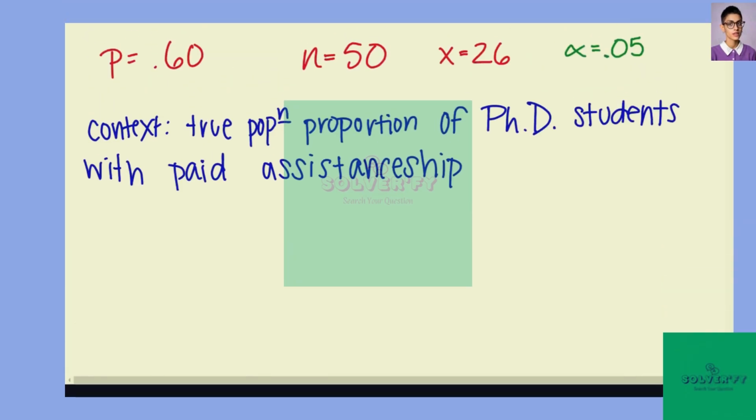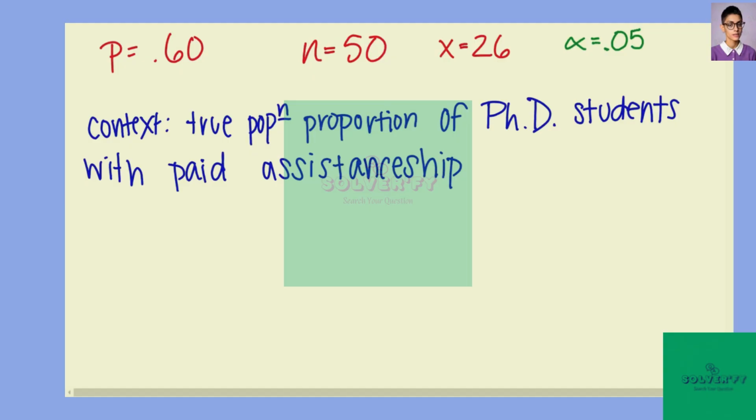For this problem, we are told that the true population proportion of Ph.D. students with paid assistantships is 60%. A study is conducted with a sample size of 50 and a result of 26, whereas 26 of the Ph.D. students studied have paid assistantships.